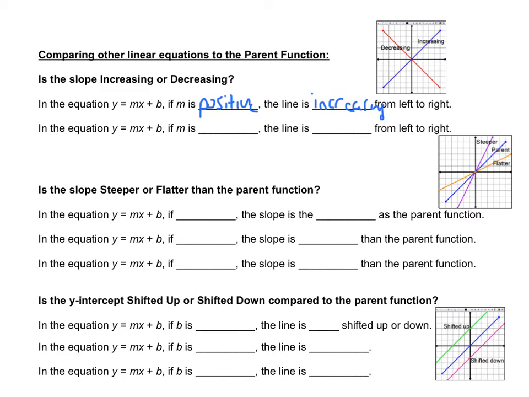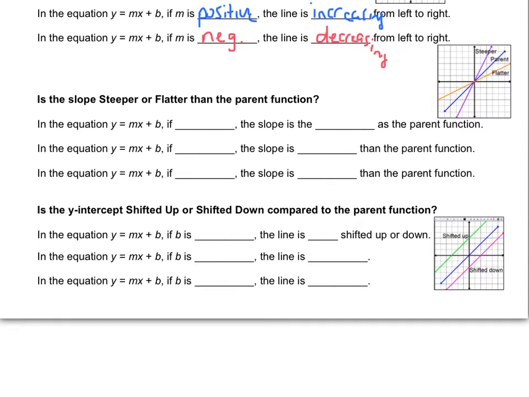If you see that in this equation that m is negative, and I'll just put neg for negative, then the line will be decreasing from left to right. You always want to read these from left to right. So you'll notice here that this is a decreasing line, so it has a negative m. M is negative. Next thing you want to do when you're comparing functions is look and see the steepness and the flatness of the line. So you're going to compare steepness versus flatness.